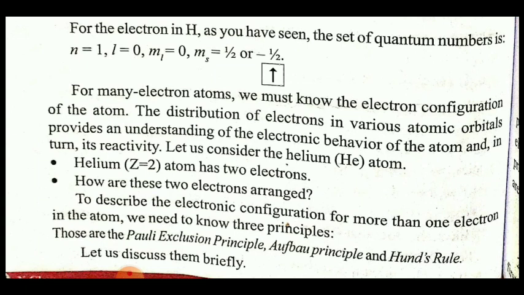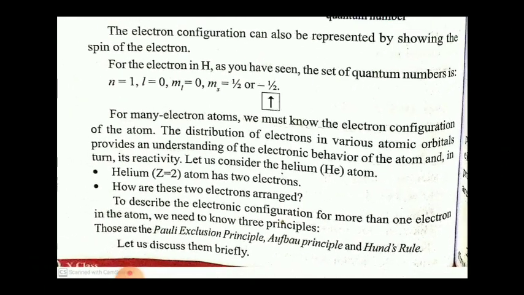To describe the electronic configuration, we need three principles. The first one is the Pauli exclusion principle, the second one is the Aufbau principle, and the third is Hund's rule. Today, let us learn the Pauli exclusion principle.